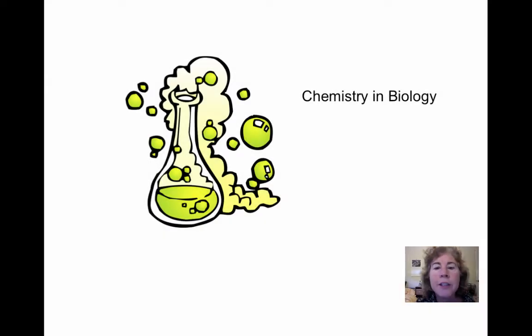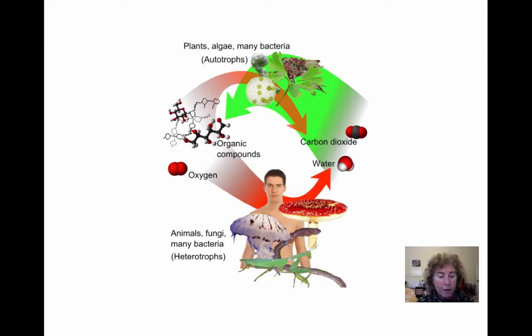Hello, wonderful biology students. Our next unit is that of chemistry in biology. The idea is that atoms are made up of elements, and these elements combine to form different molecules that make up living organisms such as ourselves. One of the things, though, is that the autotrophs are going to be the key organisms that make organic molecules and put those organic molecules into the system itself.